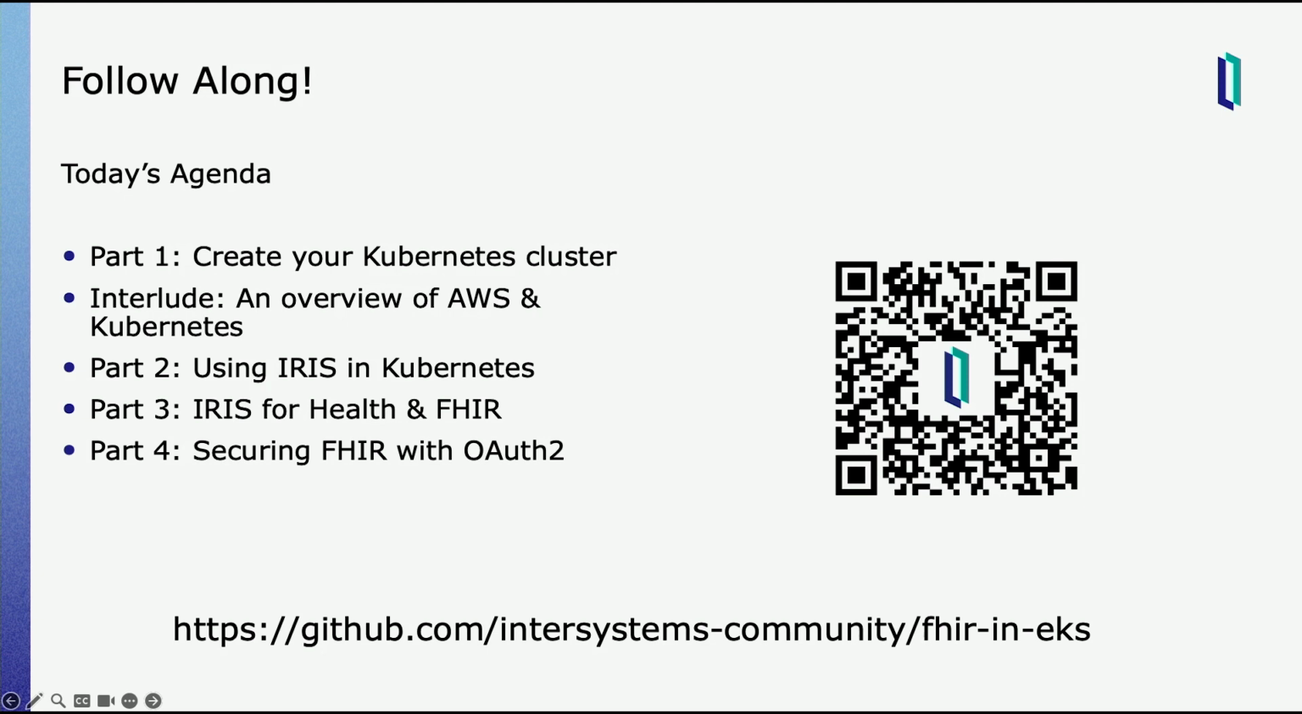So part 1 is we're going to create the Kubernetes cluster. Should I tell them now that I cheated? Sure. Okay, I cheated. I created it half an hour ago. Then Pat's going to walk us through an overview of AWS and Kubernetes in AWS. Then I'll walk us through using Iris in Kubernetes, configuring that, and setting up Iris and Iris for Health. And then we'll go through securing with OAuth. Pat will take care of that.